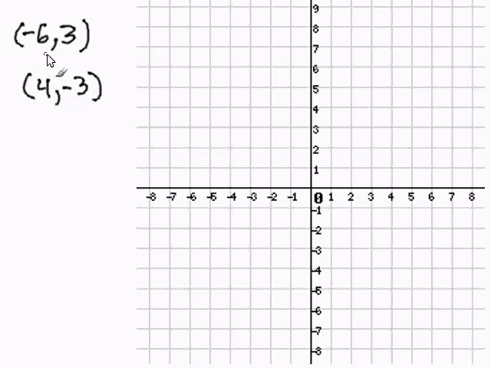So I'm going to plot -6, 3. -6, 3 is right here. Then 4, -3. 4, -3 is right here. Now I'm going to connect the 2 points to create my line. And next, I'm going to find the direction of the line.